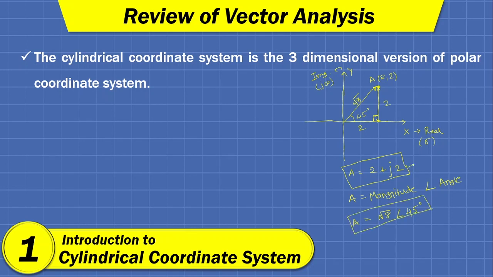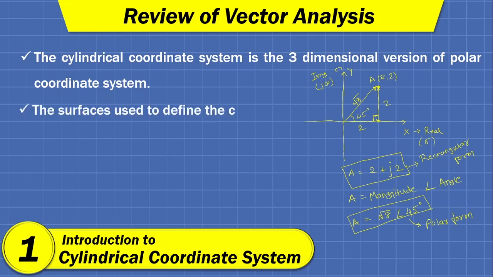Now this representation is called the rectangular form and this representation is called the polar form. So the very first line of today's lecture says that the cylindrical coordinate system is the three-dimensional version of the polar coordinate system. We will understand this once we go through all the concepts of this lecture.